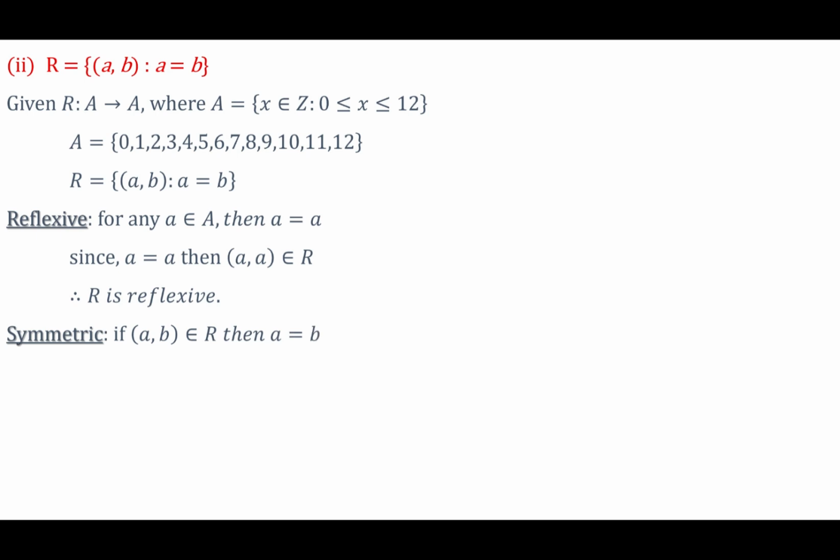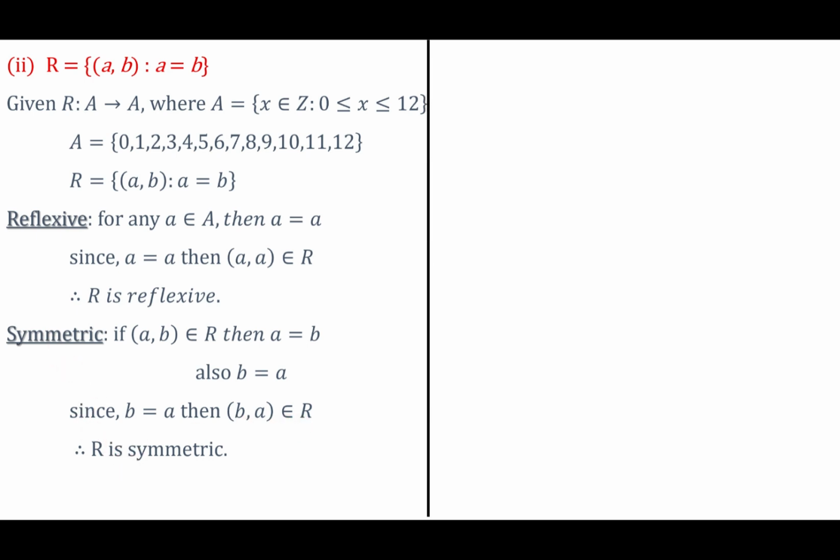Now, symmetric. If (a, b) belongs to R, that means according to the relation a equals b. If a equals b, which means b equals a. If b equals a, that means (b, a) belongs to R. This is what a symmetric relation says: if (a, b) belongs to R, then (b, a) must belong to R, which means it is a symmetric relation. Now, transitive. We know the transitive relation: if (a, b) belongs to R and (b, c) belongs to R, then we have to prove that (a, c) belongs to R. That is the transitive condition.